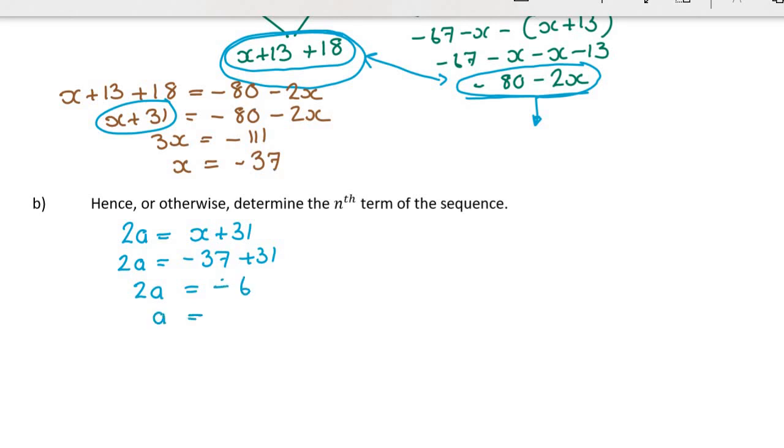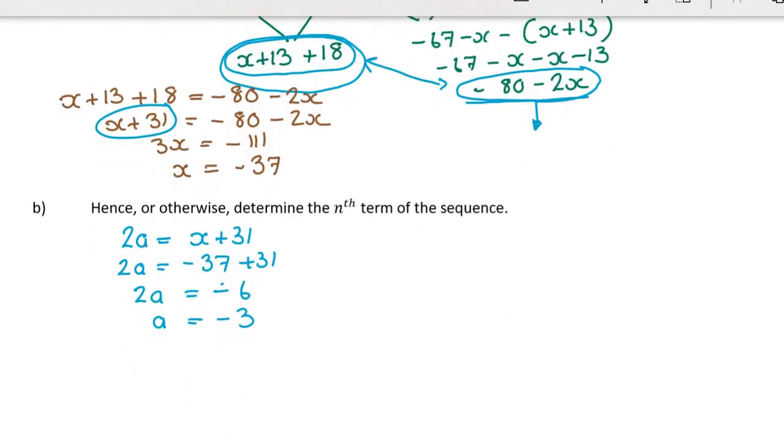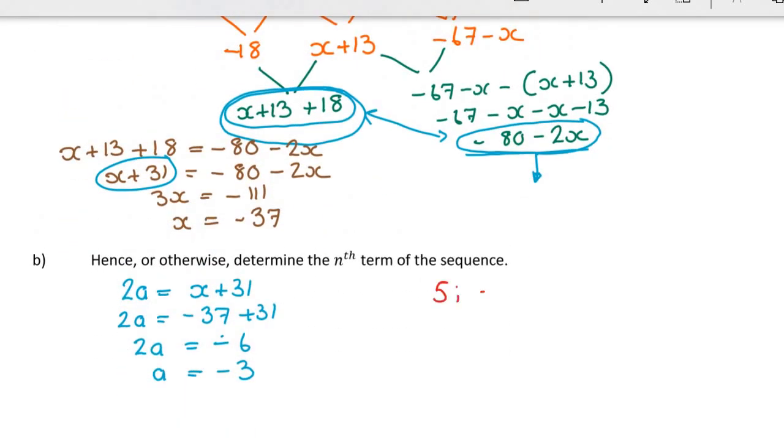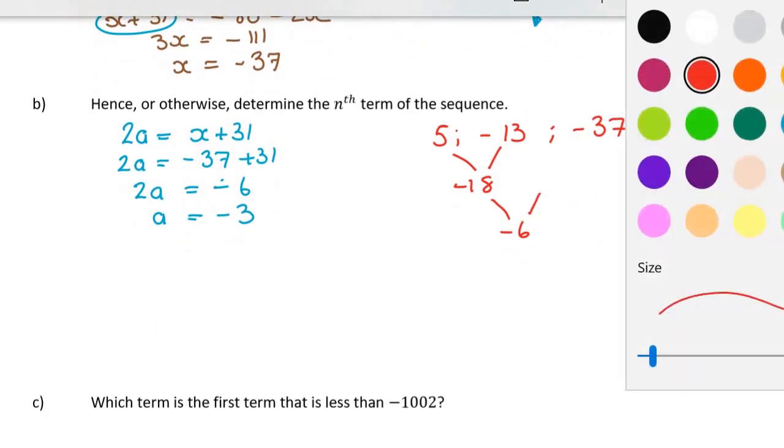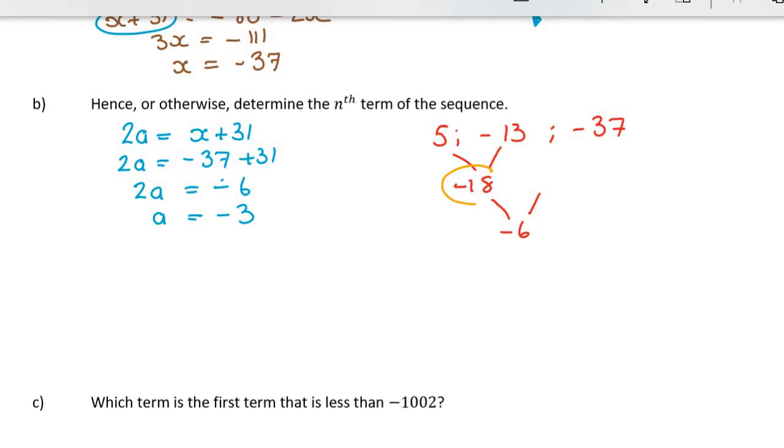So this means that a is negative 3. Now I could have actually written out the whole sequence and worked out my second difference, but it was a little bit quicker just to use what I've already found. Now what is my sequence so far? My sequence, if I scroll up, is 5, negative 13, and now negative 37. So that is negative 18, which I'd worked out, and I've now worked out that my second difference was negative 6. So I've used the negative 6 to find a.